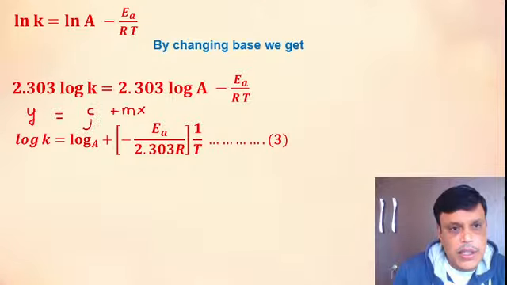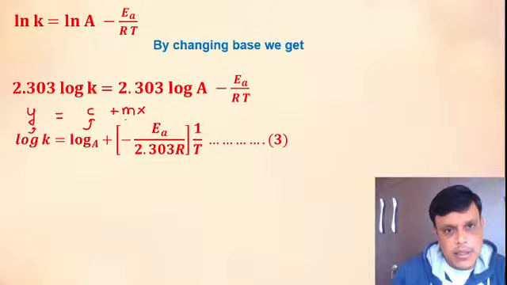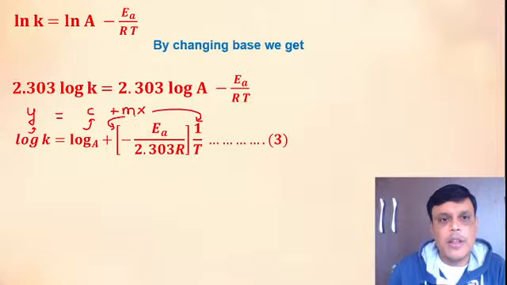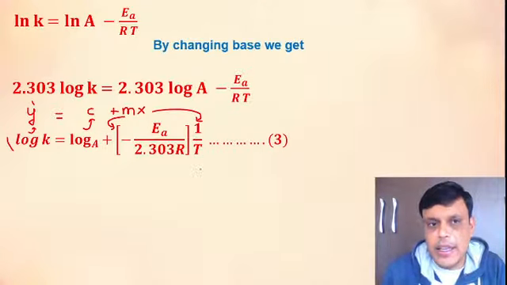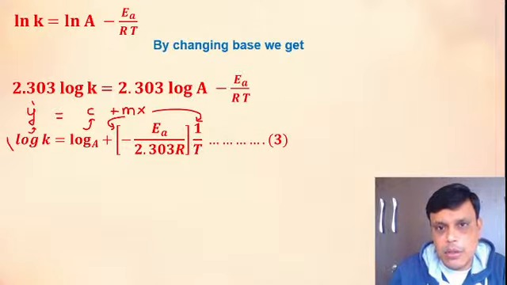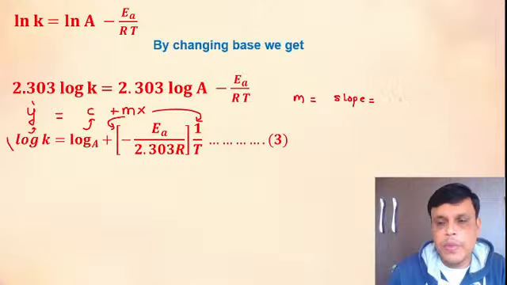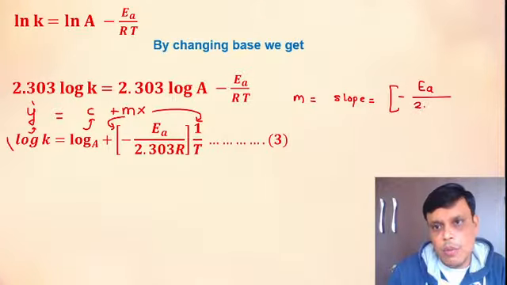So this is C term, this is Y term, M is the square bracket term, and X is this term. So if you plot the graph, on the Y axis we will take log K, and on the X axis we will take 1 by T. After getting this, M is nothing but the slope, which is equal to minus EA by 2.303 R. This is your slope.